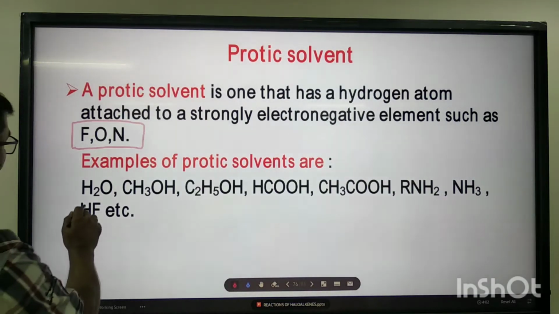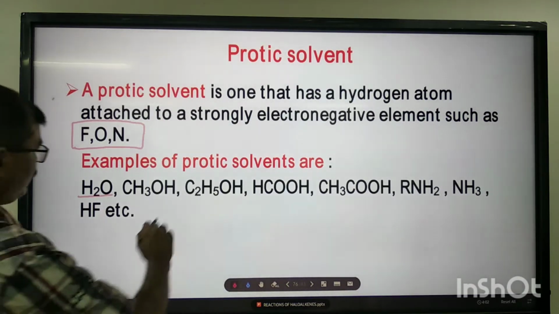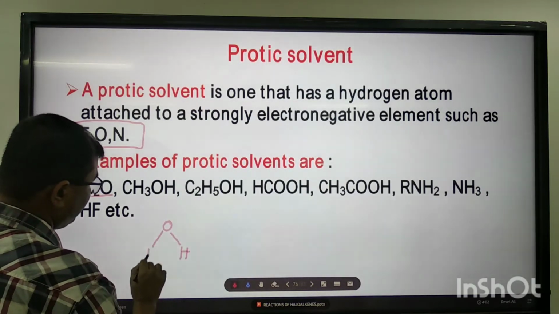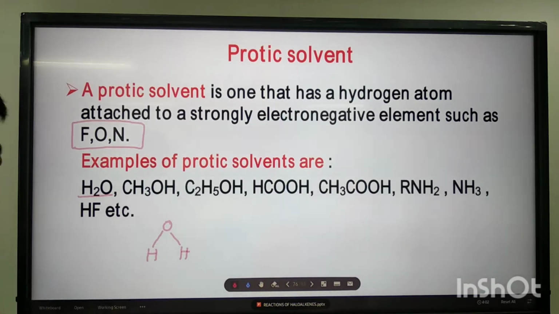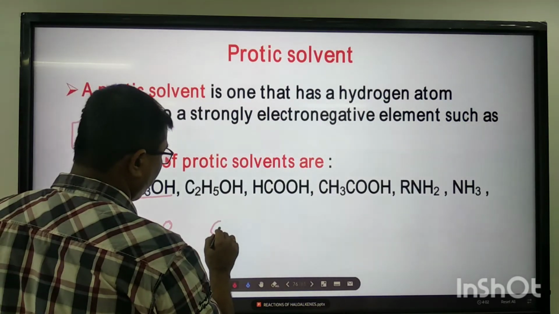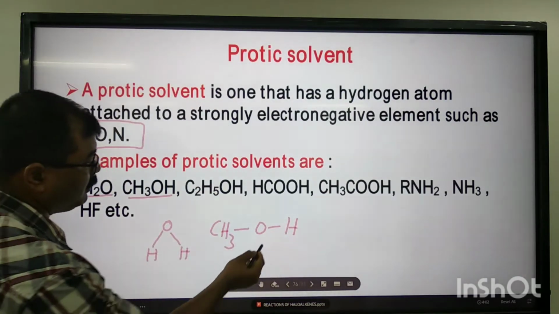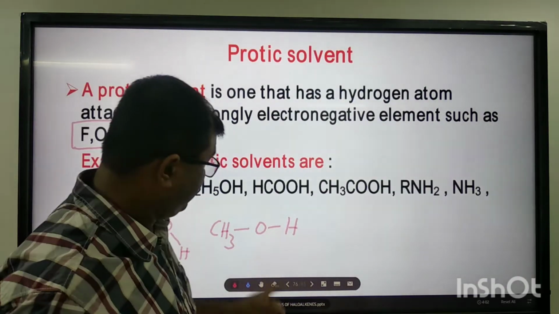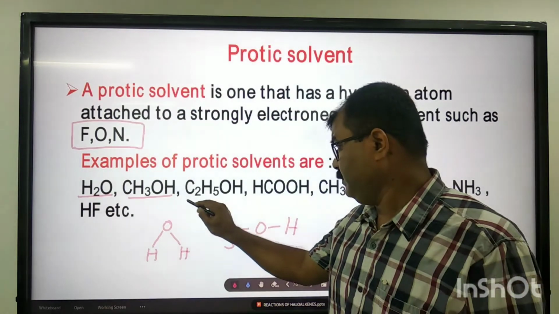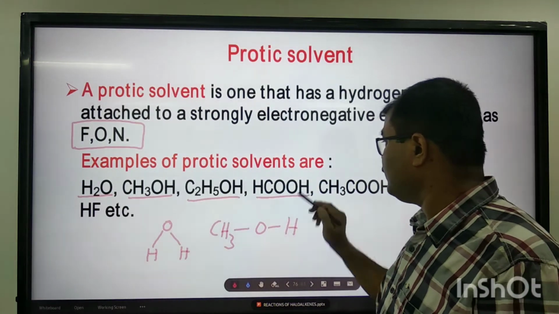Now, what are the examples of protic solvents? Water is a protic solvent. Why? See, this hydrogen is attached to the most electronegative element, oxygen. Alcohol is a protic solvent. In alcohol, this hydrogen is attached to electronegative oxygen. Similarly, ethyl alcohol and methyl alcohol, that is methanol and ethanol.